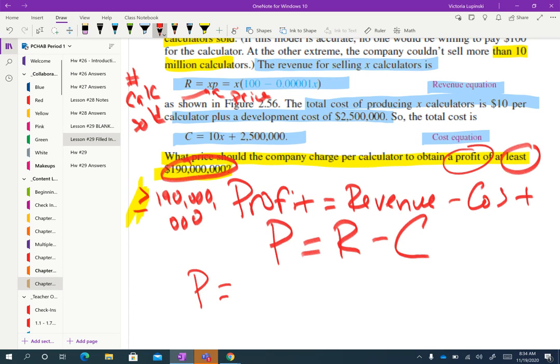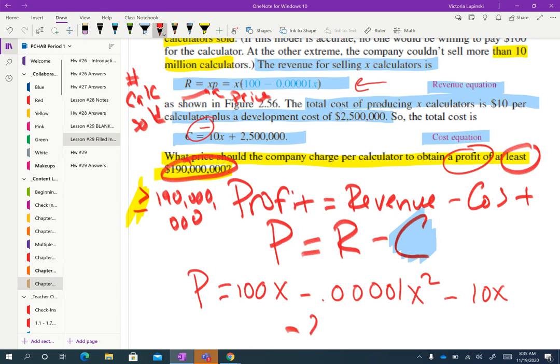Notice that the revenue equation is this equation here, but I'm going to want to distribute that x. So I'm going to get 100x minus 0.00001x squared, and be very careful that you have the correct number of zeros. Then you have to subtract the cost. And when you subtract the cost, you have to make sure that you're distributing the negative. So you're going to subtract this entire cost equation, which means you're going to wind up with a negative 10x and then a negative 2.5 million. Have to make sure you distribute that negative.